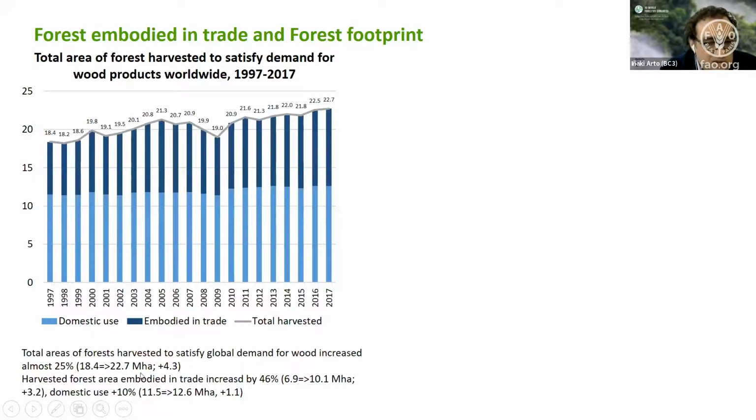And here what you can see is that the forest area embodied in trade has increased by 46%, the dark blue part, from 6.9 million hectares to 10.1 million hectares. It is more than 3.2 million hectares. While the increase in the domestic use has been more moderate, 10%, from 11.5 million hectares to 12.6 million hectares. So you can see the relevance of the increasing role of trade for explaining the expansion of the total area harvested of forest land.